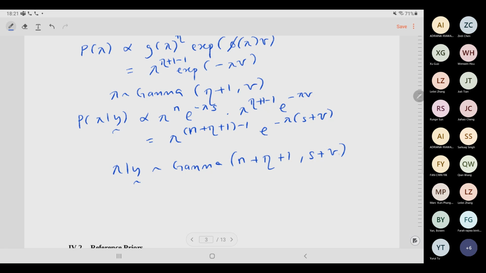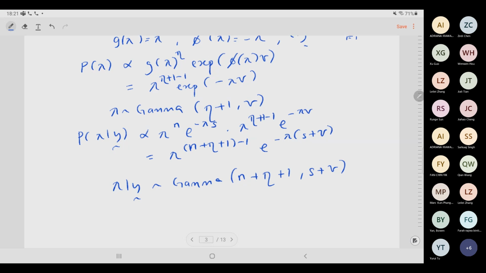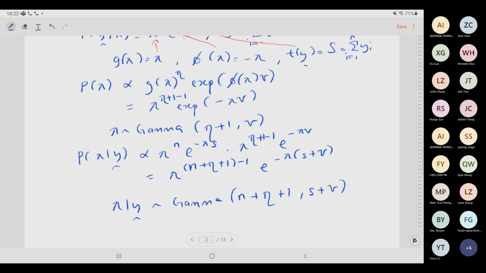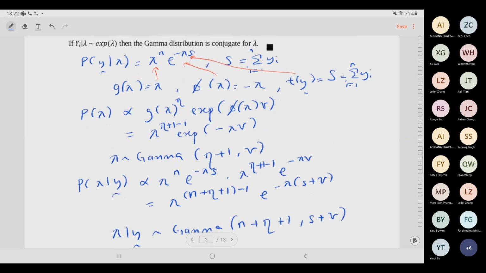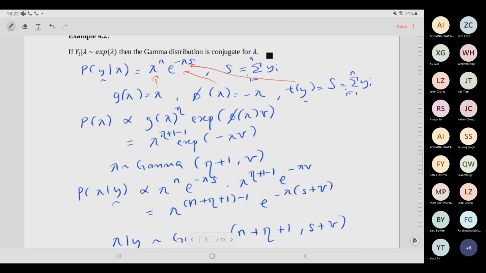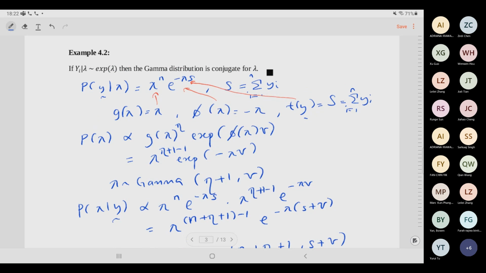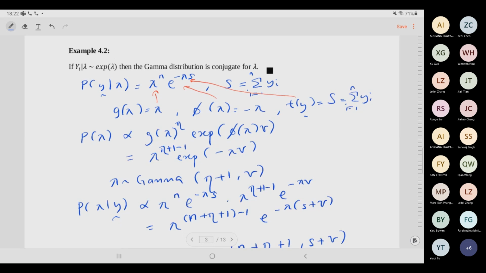So you can see over here that your posterior is also gamma and your prior is also gamma. So it means that the gamma is conjugate to the lambda, in this case, of the exponential distribution. And what is interesting is that if you think about the exponential distribution, the sum of exponential random variables is actually gamma. That's why exponential and gamma are also from the same family.